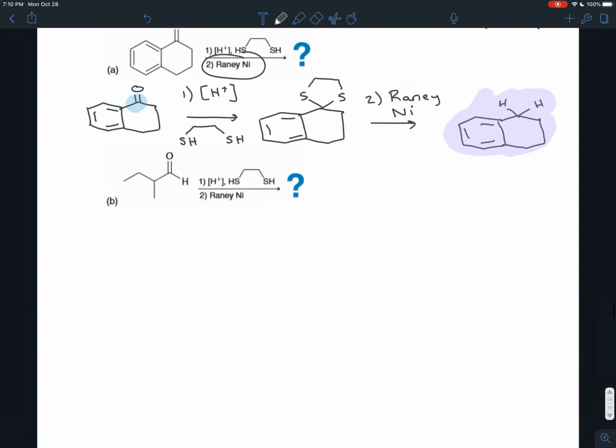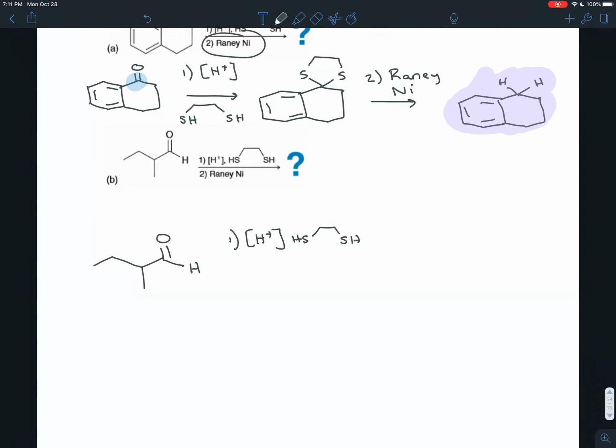So a similar thing happens with B. We just have a different carbon chain attached to the carbonyl. We have this aldehyde here. So if you want to practice with naming, this would be 2-methylbutanal. And when you do the first step, you add catalytic acid and this dithiol.